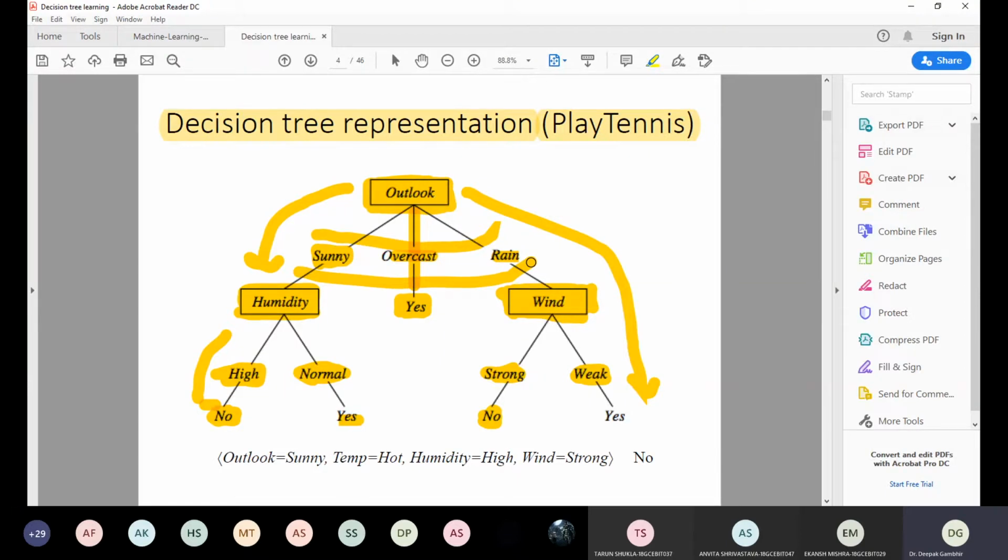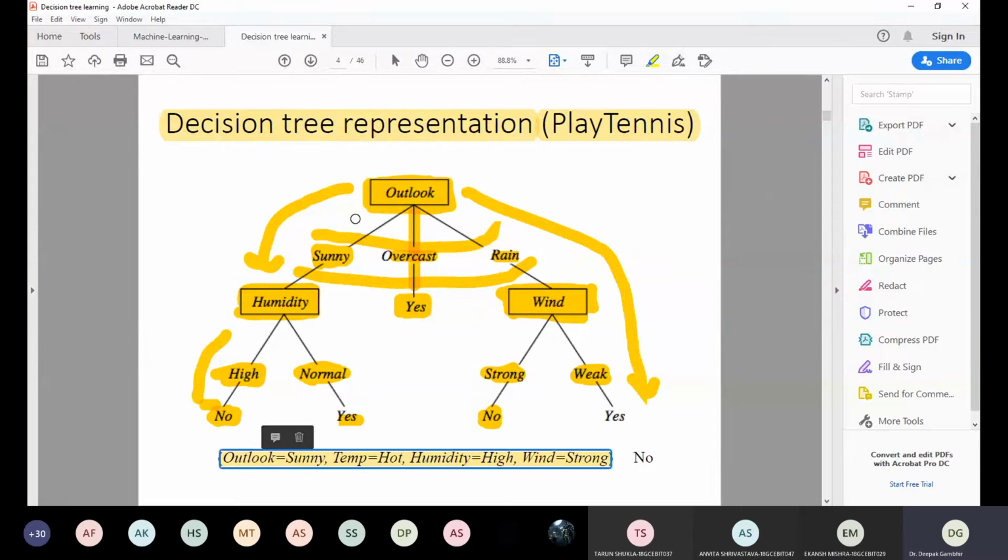But once the right decision tree is learned, your machine learning algorithm can very easily tell whether it's a positive output or a negative output. For example, in the case of play tennis, I am just having one example. If the outlook is sunny, temperature is hot, humidity is high, wind is strong.